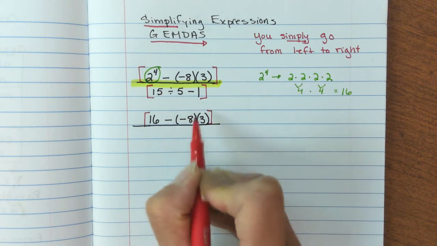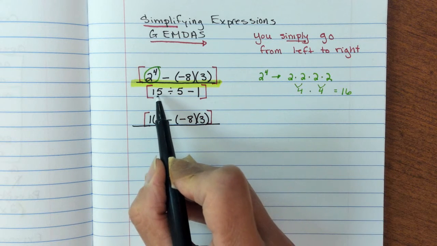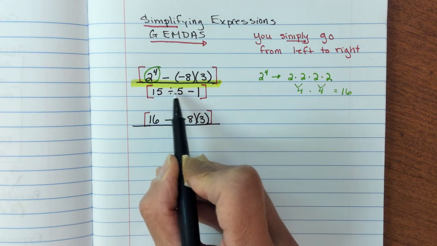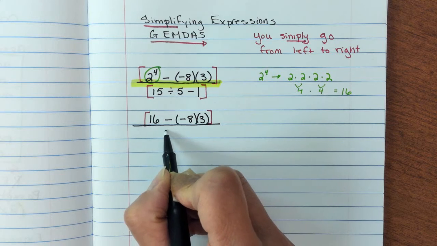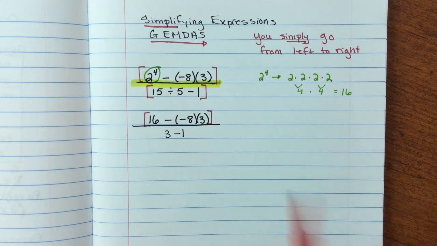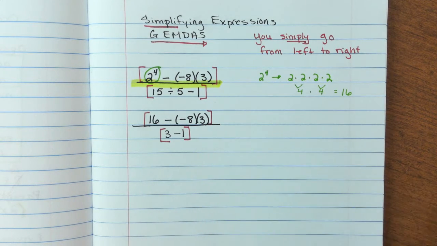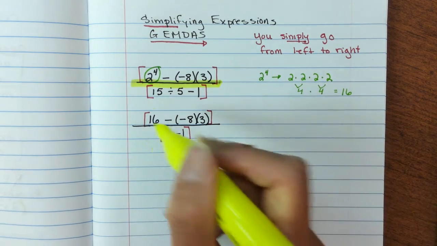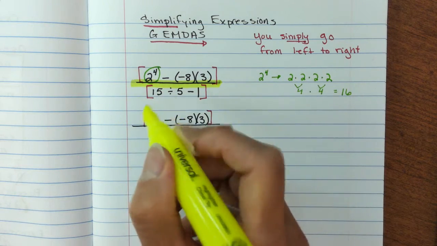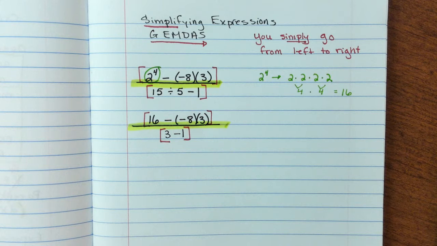So I'm still working within that group on the top. But I can divide 15 divided by 5, which is 3, minus 1. That's still a group in the bottom. And this is grouping top and bottom, so we have to keep that in mind.